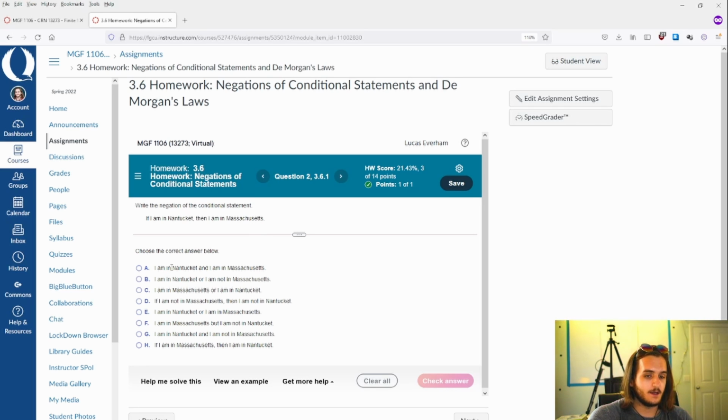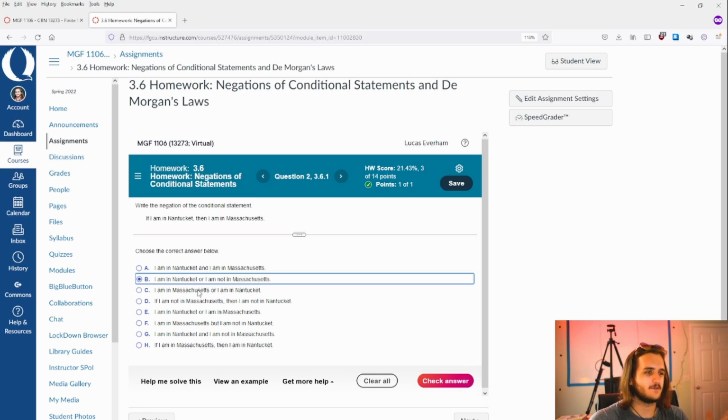So I am in Nantucket and I'm in Massachusetts. That's a conjunction. That is an and statement. Not what we want. I am in Nantucket or I am not in Massachusetts. Close, but this has the wrong part negated. Remember, we want the first part negated. I am in Massachusetts or I'm in Nantucket. That just flipped them. That does nothing for a disjunction. If I'm not in Massachusetts, then I am not in Nantucket. Well, that's the contrapositive, which is good.